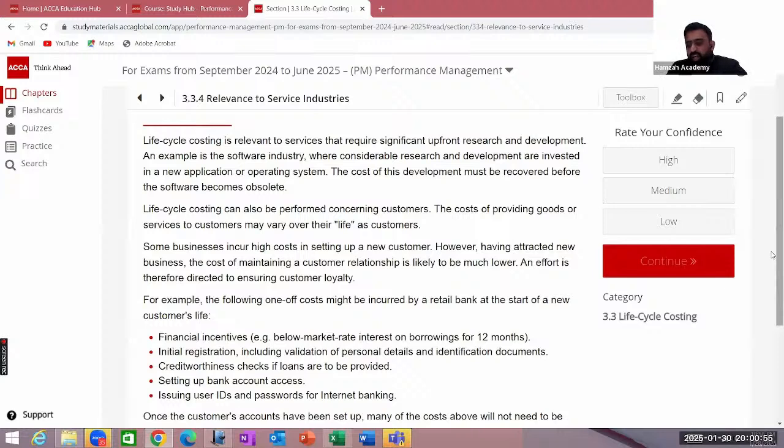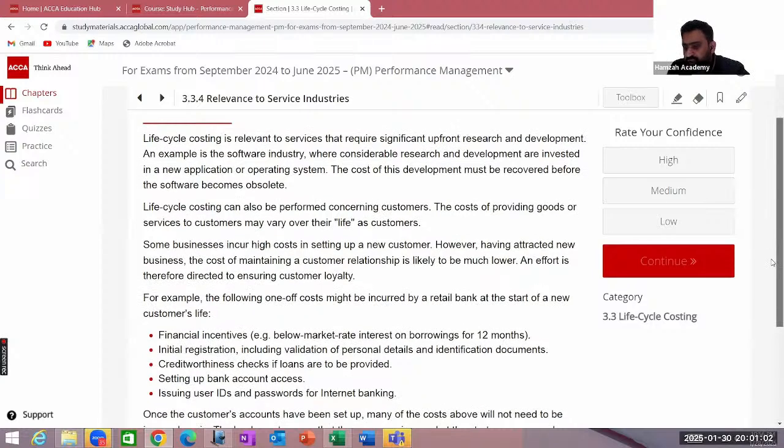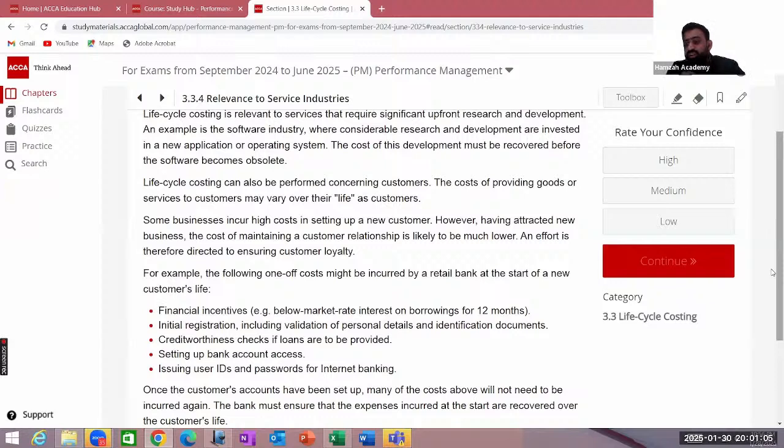Now let's read it. Life cycle costing is relevant to services that require significant upfront research and development. An example is the software industry, where considerable research and development are invested in a new application or operating system. The cost of this development must be recovered before the software becomes obsolete. Life cycle costing can also be performed concerning customers. The cost of providing goods or service to a customer may vary over their life as customers. Some businesses incur high costs in setting up a new customer. However, having attracted a new business, the cost of maintaining the customer relationship is likely to be much lower. An effort is therefore directed to ensuring customer loyalty.